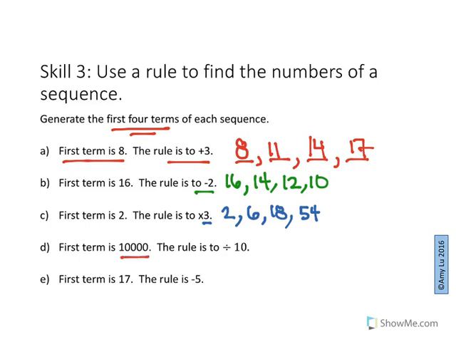The first term is 10,000. The rule is to divide by 10. So remember, every time you divide by 10 and there's so many zeros in it, you're really just taking a zero off. So that becomes 1,000, then this becomes 100, and then finally just 10. Then the last one, the first term is 17, and the rule is minus 5. So 17 minus 5 is 12. Minus 5 is 7. Minus 5 is 2. And that's it.